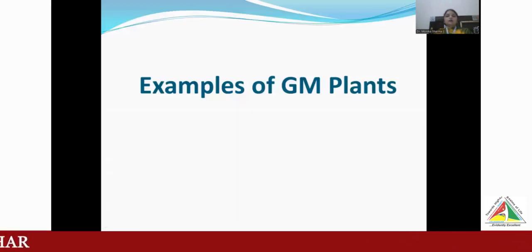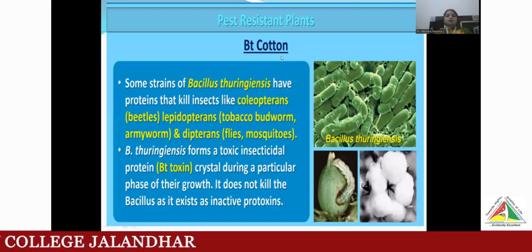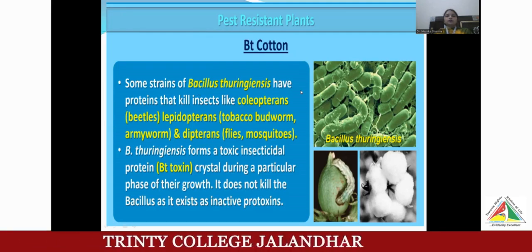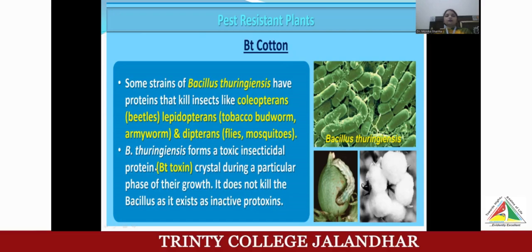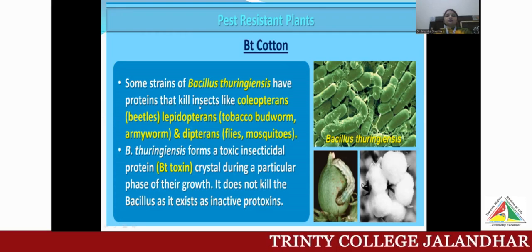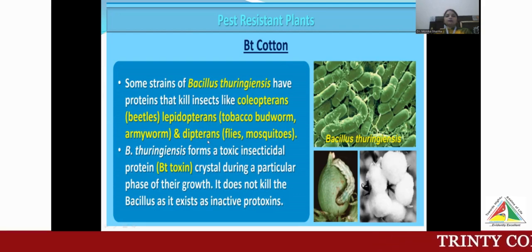Let us discuss various examples of genetically modified plants. First, we will discuss Bt cotton. There are some strains of Bacillus thuringiensis which produce a protein known as Bt toxin, which is highly toxic to insect pests like coleopterans, lepidopterans, and dipterans. These are those insect pests which are harmful to our crops.